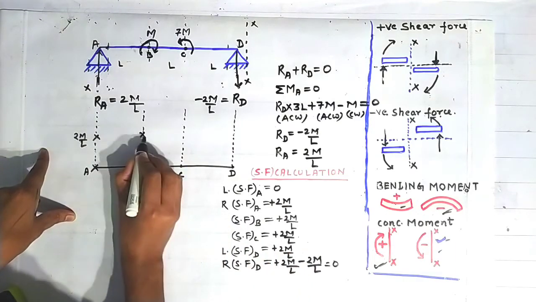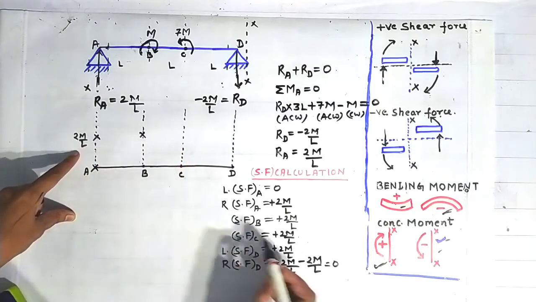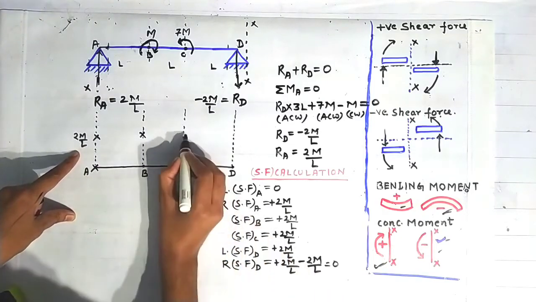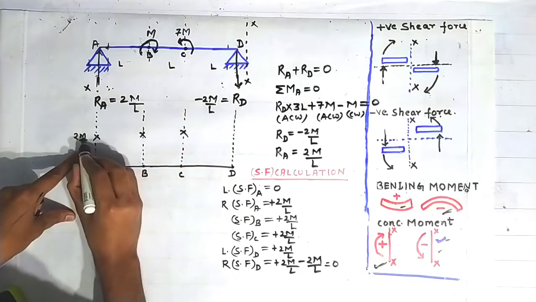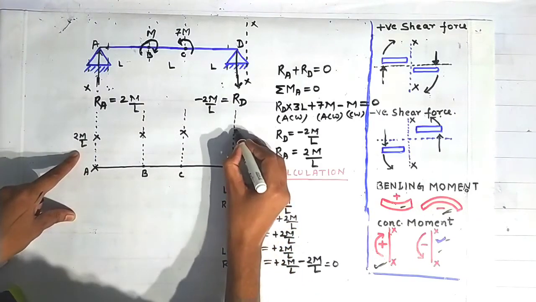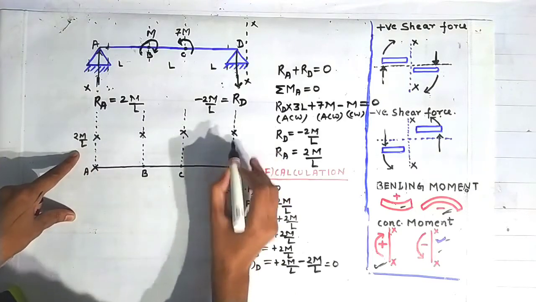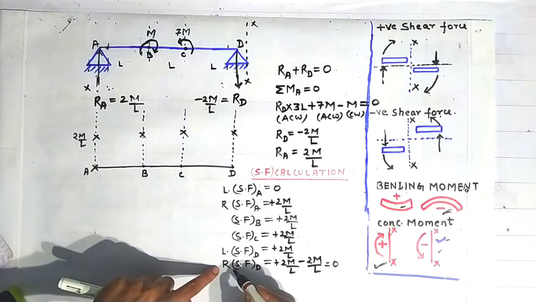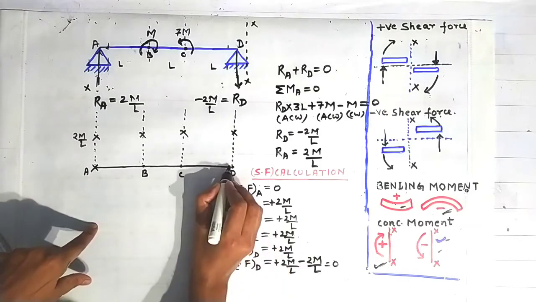Okay, that is lying in the same level of 2 M by L. And shear force at the point C is also 2 M by L, lying in the same level. And shear force at the point D on the left side is 2 M by L, again lying in the same level, and it goes to 0 on the right side of the point D. So the last cross will be here.